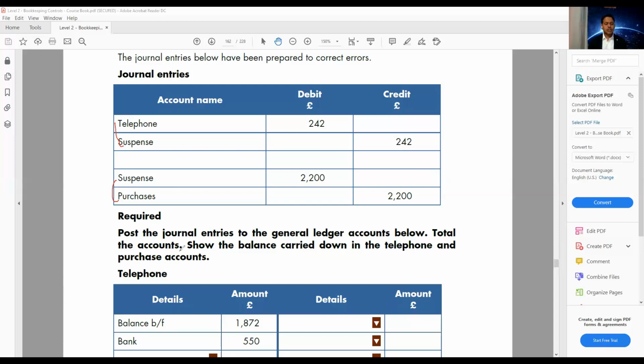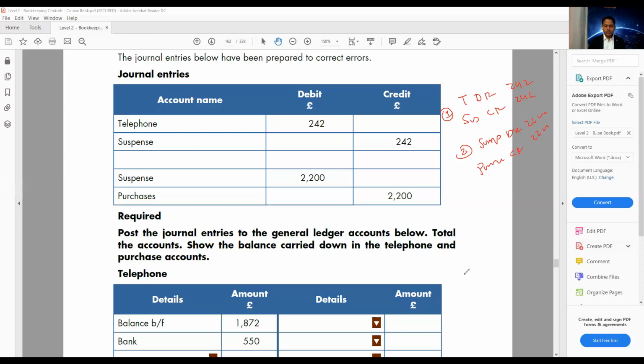Requirement: post the journal entries to the general ledger accounts below. Total the accounts, show the balance carried down in the telephone and the purchase ledger account. Okay, let's do that. Let's write it down in the corner first. So we have telephone debit 242, and suspense credit 242. Then we have number two, suspense debit 2,200 and the purchase credit 2,200. That's it.